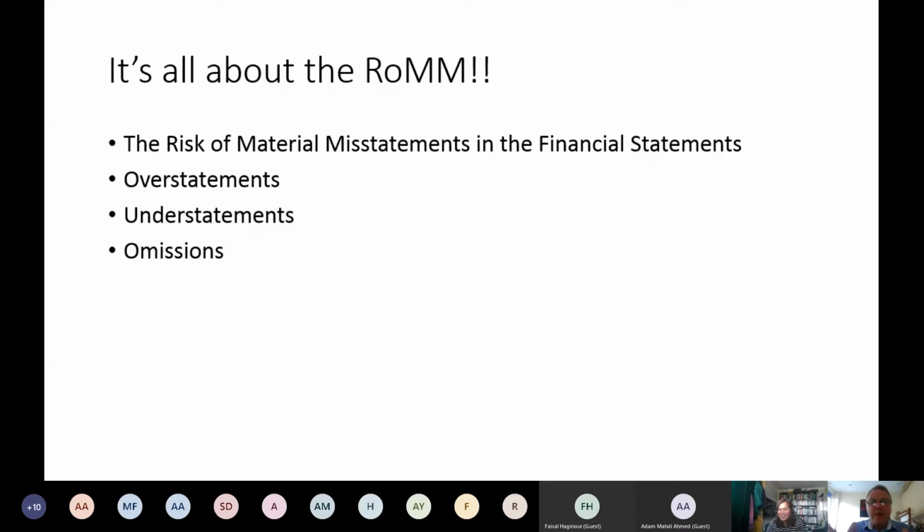And what I want you to be aware of is: it's all about the ROM, no trouble. It's all about the ROM, because this is what this is all about, producing these accounts. The risk of material misstatements in the financial statements. So if we can remember this is the key reason why we're following this IPSAS standard: all about the ROM, the risk of understatements, overstatements, and omissions.